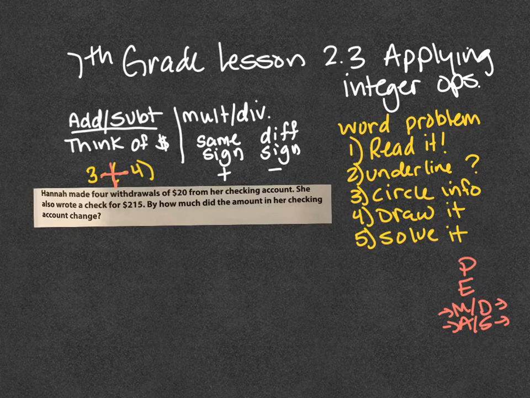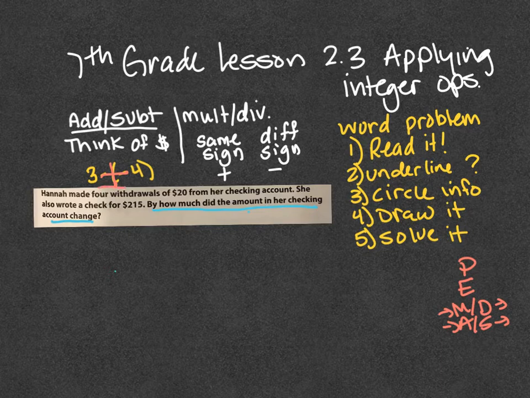All right, read it. So Hannah made 4 withdrawals of $20 from her checking account. She also wrote a check for $215, but by how much did the amount in her checking account change? All right. So I'm going to underline the question. By how much did the amount in her checking account change? Okay, so now I know what they want me to tell them. How much did it change by? Cool. Okay. Let's circle the information that we know.